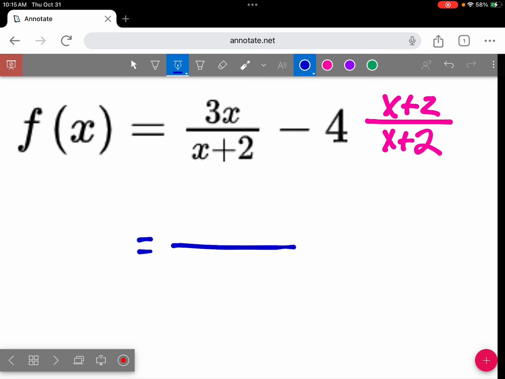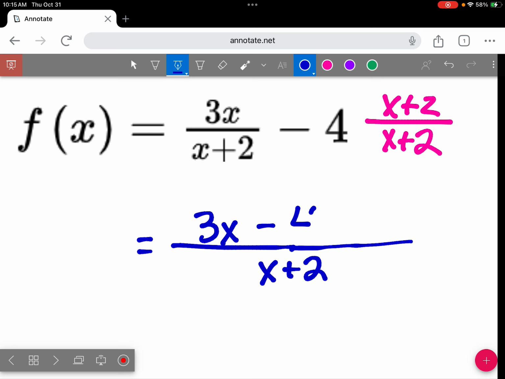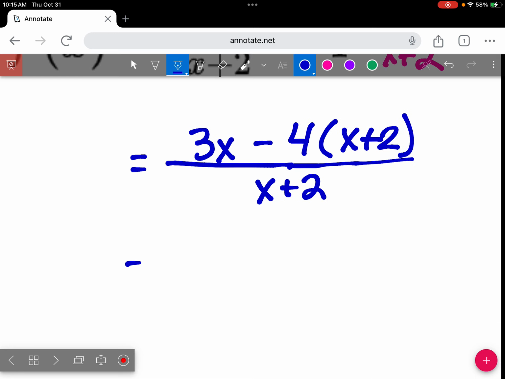Wonky denominator line, but that's okay. So our denominator is going to wind up as x plus 2, and my numerator is going to be 3x minus 4 times x plus 2. Combining those pieces together, so simplify our numerator. What are we going to get in our numerator?